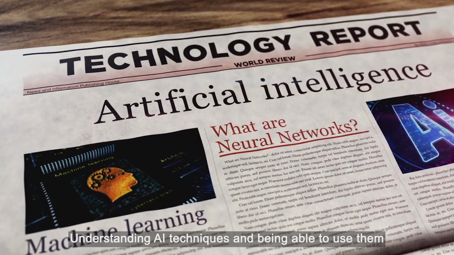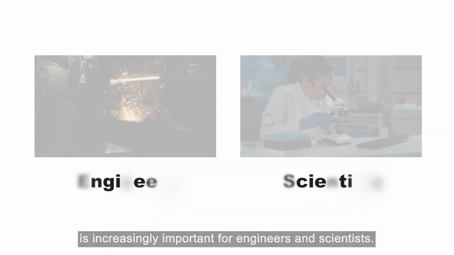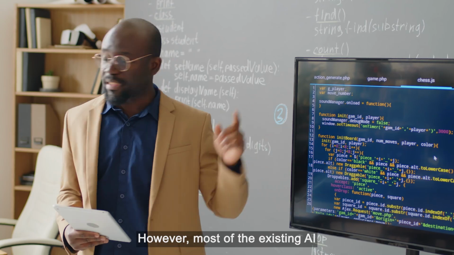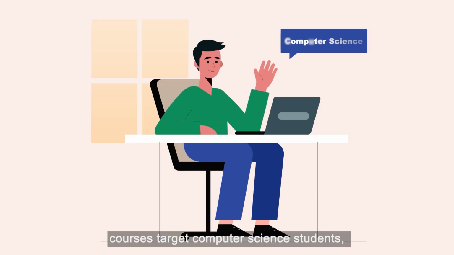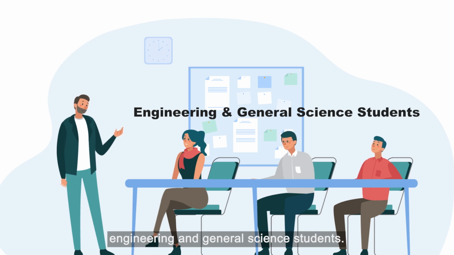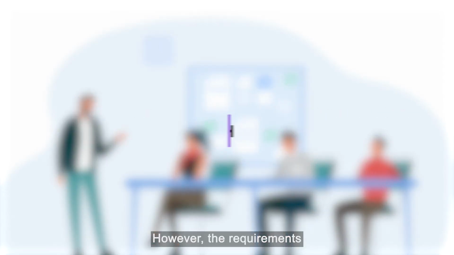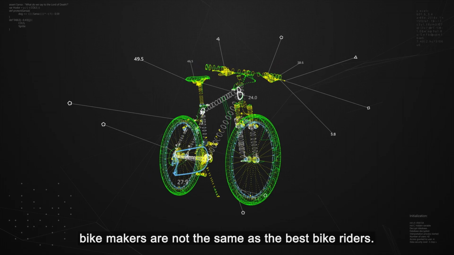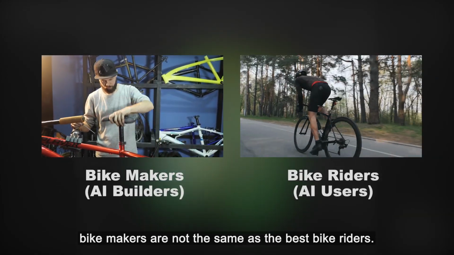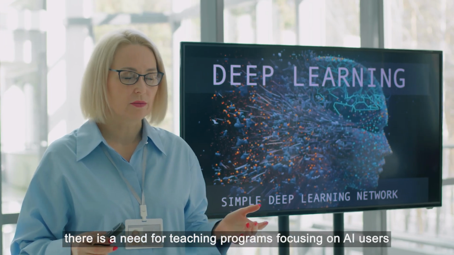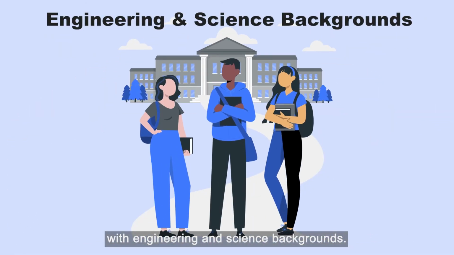Understanding AI techniques and being able to use them is increasingly important for engineers and scientists. However, most of the existing AI courses target computer science students, and many universities use such courses to teach engineering and general science students. However, the requirements, both in terms of scope and depth, for AI builders and AI users are different. Compare AI to a bike. The best bike makers are not the same as the best bike riders. Hence, there's a need for teaching programs focusing on AI users with engineering and science backgrounds.